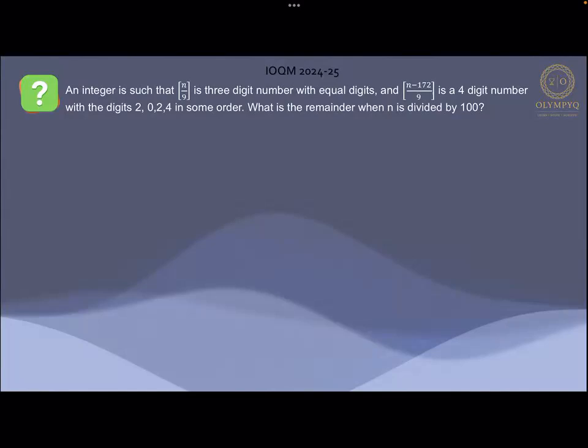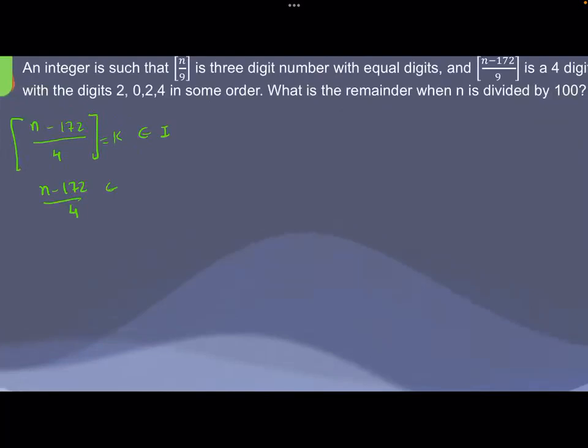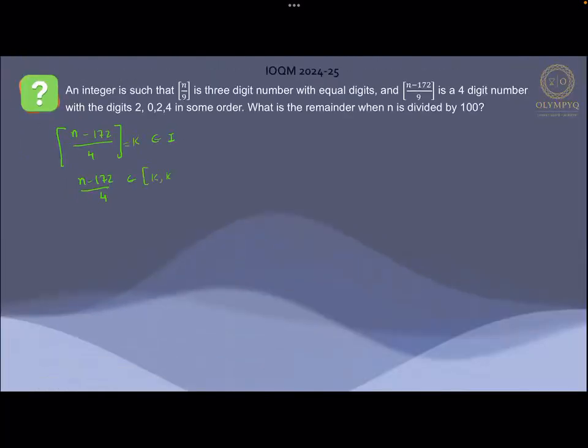First of all, let's take this quantity (n minus 172) divided by 4, and assume its floor as k, where k is an integer. So (n minus 172) by 4 is going to lie in the interval k to k plus 1. Now n minus 172 lies in the interval 4k to 4k plus 4, and hence n is going to lie in the interval 4k plus 172 to 4k plus 176.